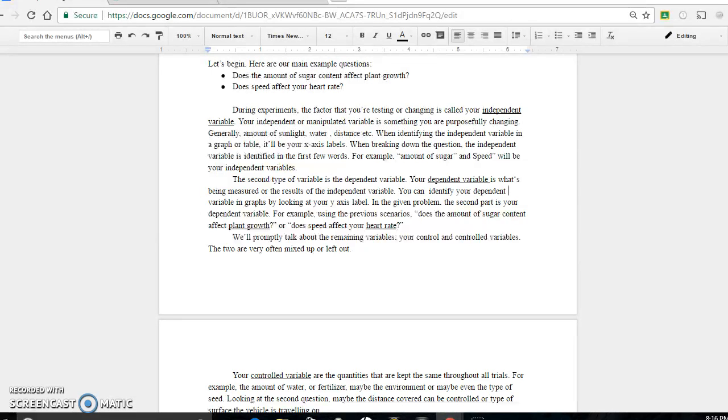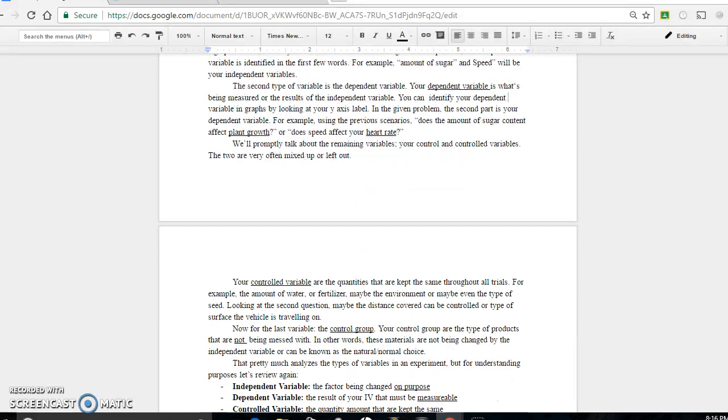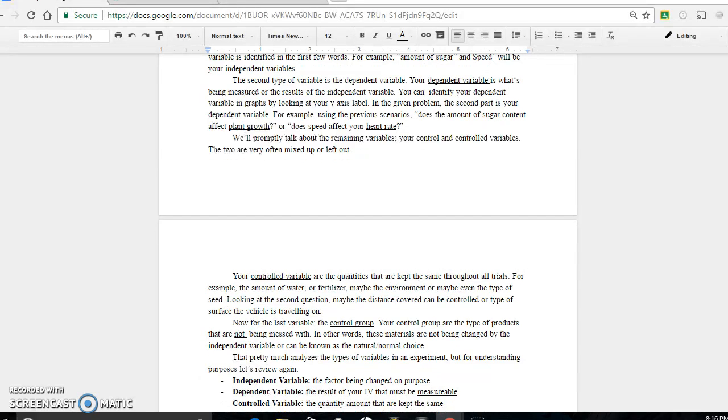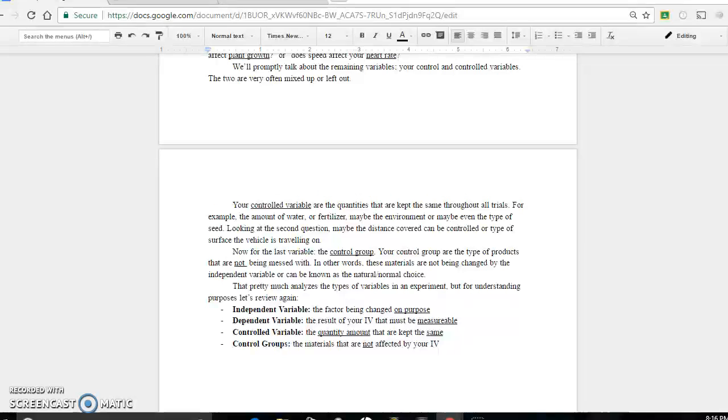So these are often mixed up because of the names of control and controlled. So your controlled variable are the quantities that are kept the same throughout all trials. For example, amount of water, fertilizer, maybe the environment like a room, or maybe even a type of seed that you're testing. Looking at the second question, maybe the distance covered can be controlled, or the type of surface that the vehicle is traveling on. So if it's concrete, everything is traveling on concrete. Or it could be like grass or dirt, stuff like that.